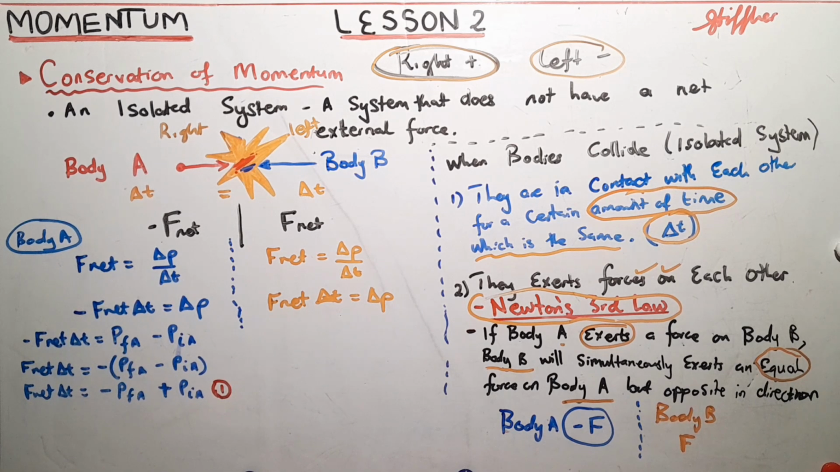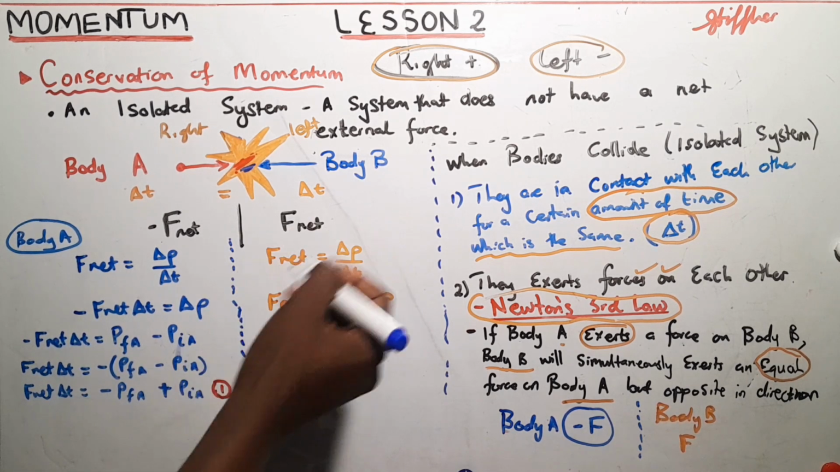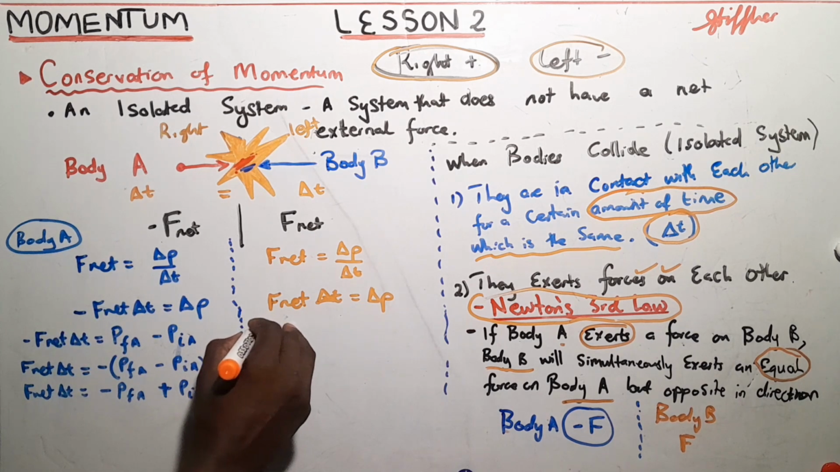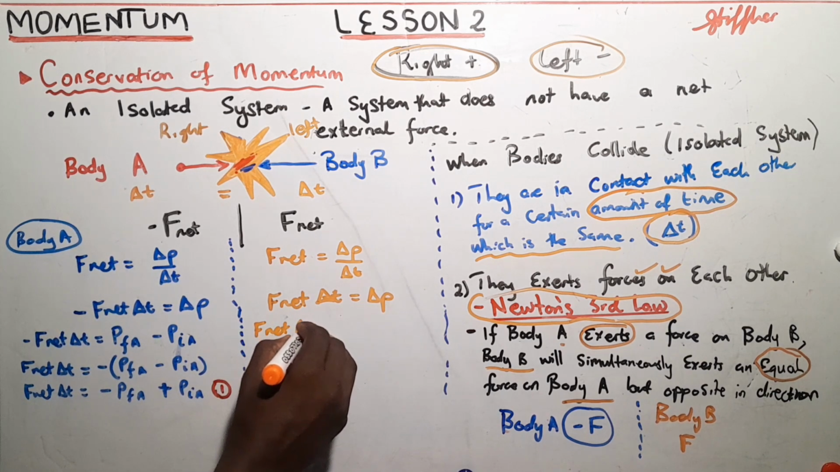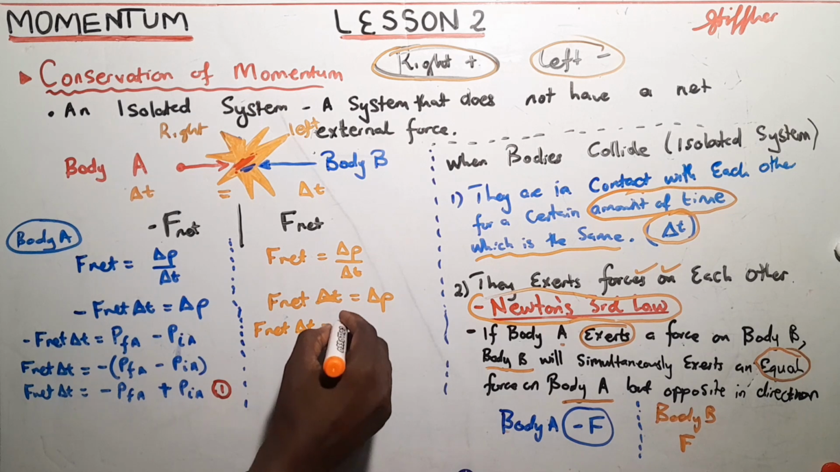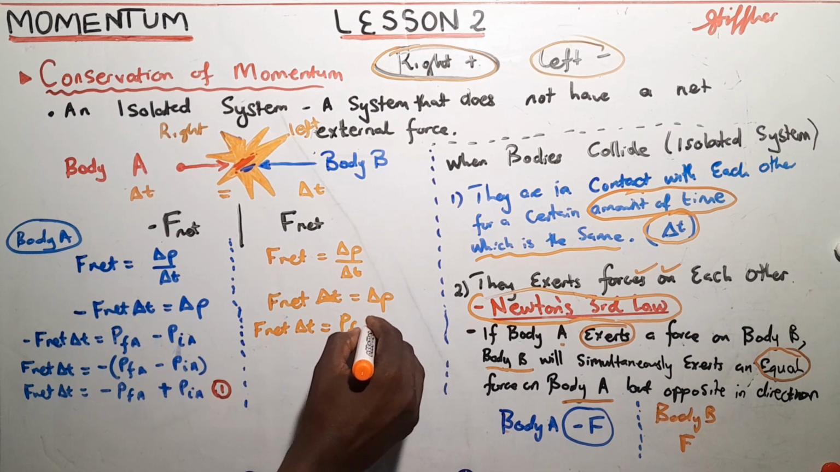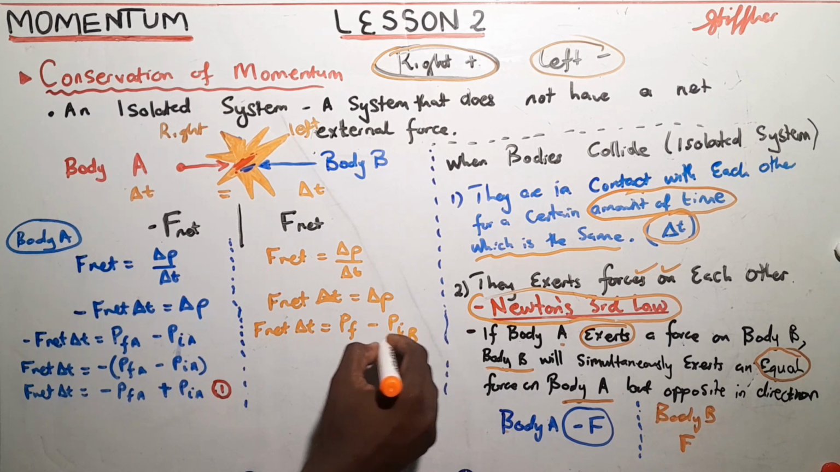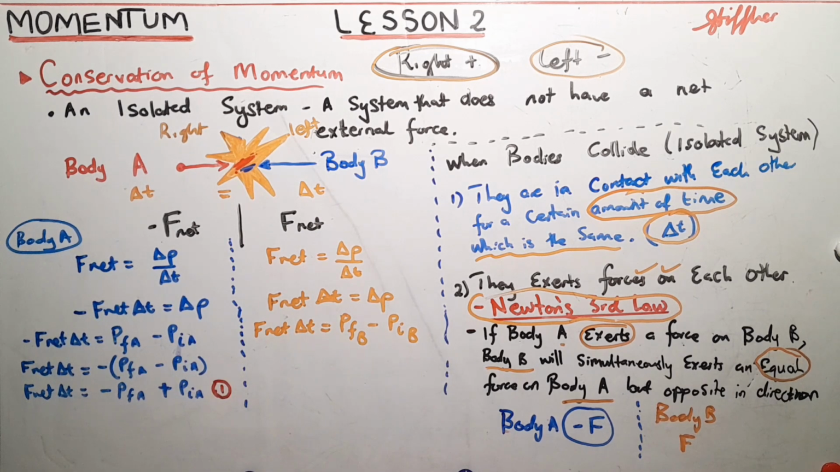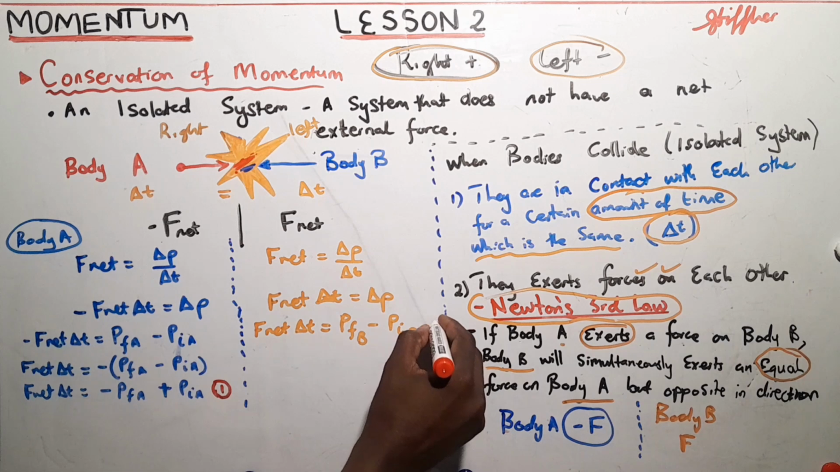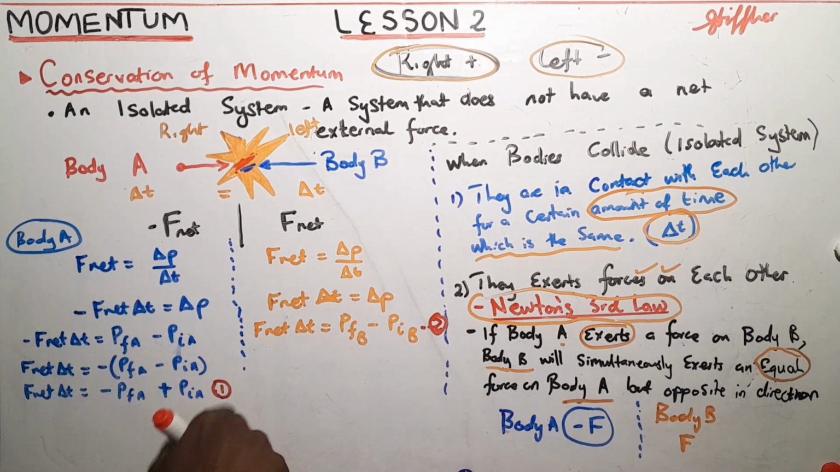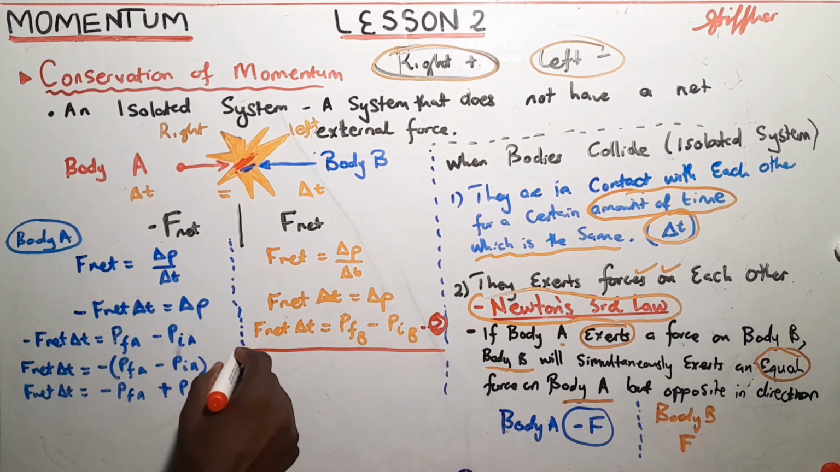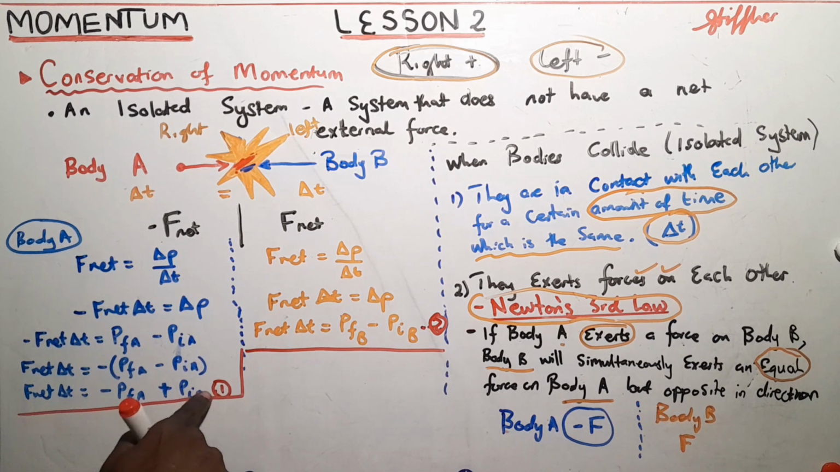The same thing was happening on body B. We can see that this F net times change in time is the same as momentum final minus momentum initial of body B. So this is for body B, right? So this equation, let's call it equation 2. So we can see that we have equation 1 and we have equation 2.